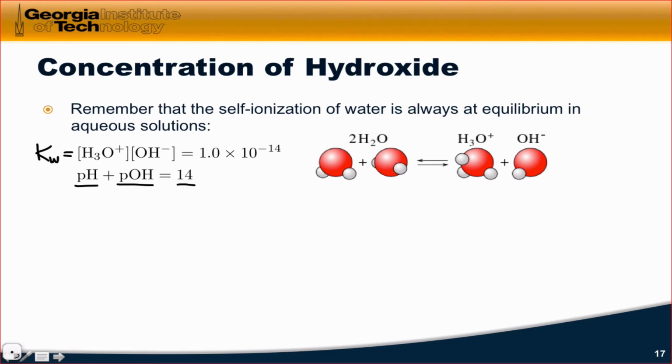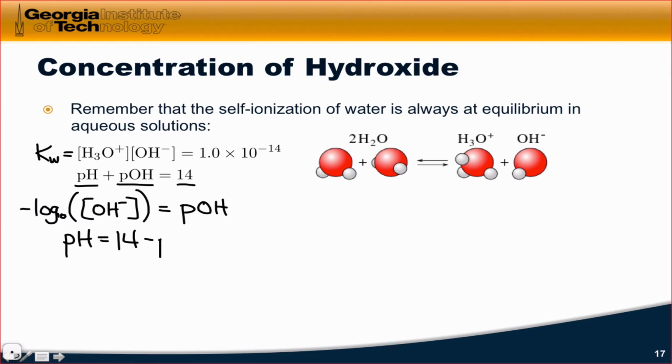If we apply the p operator to both sides of this, we get that pH plus pOH is equal to 14. So if, for example, we have the concentration of hydroxide from solving an equilibrium problem with, say, a weak base in water, then to find the pH that corresponds to this hydroxide concentration, we need only take the negative base 10 logarithm of that. That's equal to the pOH, and then we can use the idea that the pH is equal to 14 minus the pOH to calculate the equilibrium pH.